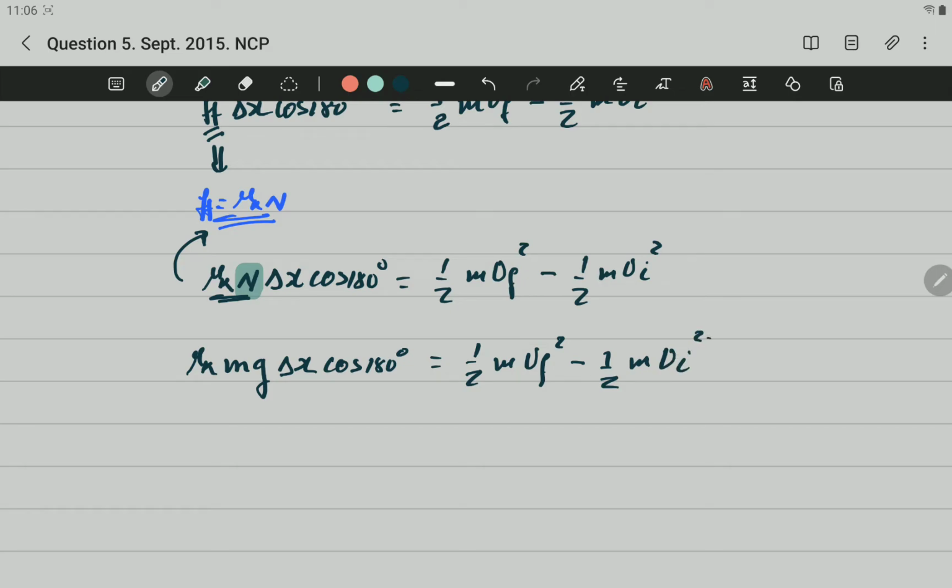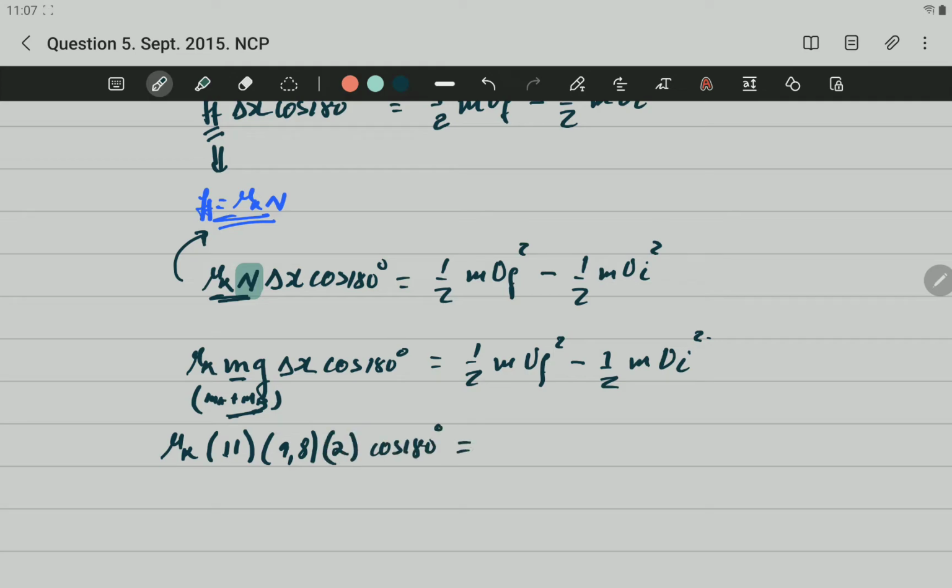And then you can substitute all the numerical values here. So let's substitute all the numerical values. We have the kinetic coefficient of friction multiplied by normal, by mass. Remember, the mass of both objects, because they're moving together. So it's going to be 11. Mass is 11 because it's mass A plus mass B. Remember, they are moving together. Multiplied by 9,8 multiplied by the displacement, which is 2, multiplied by cosine of 180.